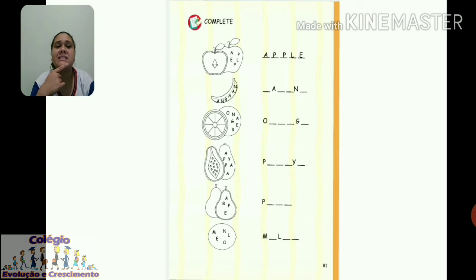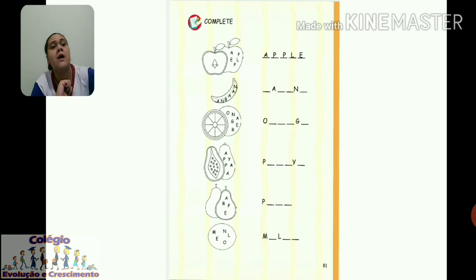The other one, what is it? It's a banana. So you need to write banana and color the banana. And another one, orange. So you need to write orange and color the orange. And another one, papaya. So you need to color the papaya and write papaya. Pear, you need to write pear and color the pear. And melon, you need to color the melon and complete the melon word. Only complete the word and color the fruit, okay?